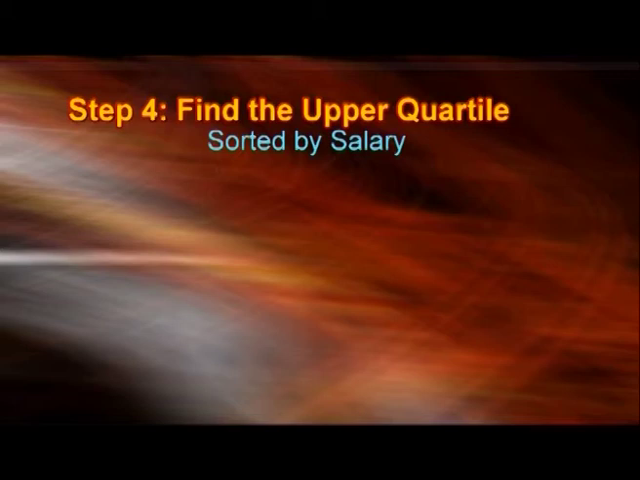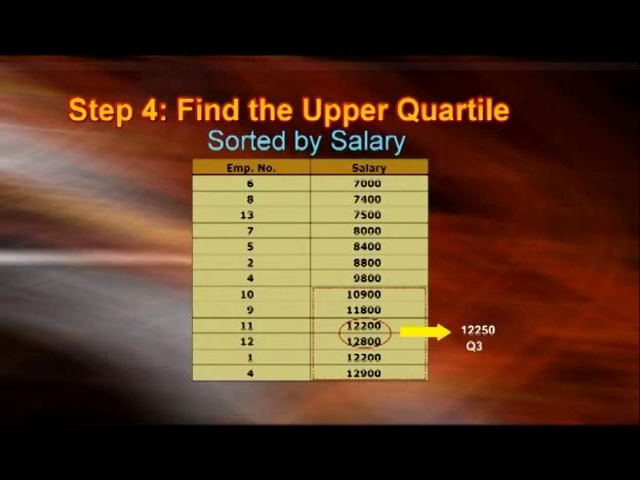Step 4. Finding the upper quartile. The median for this half will be the sum of midpoints, that is 12,200 plus 12,800 divided by 2, which equals 12,500. Let us call this Q3.